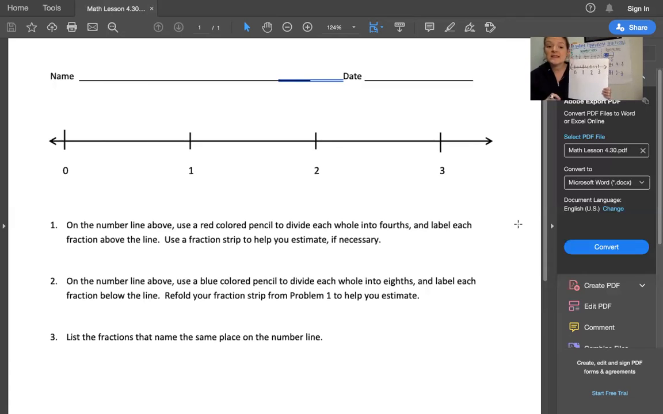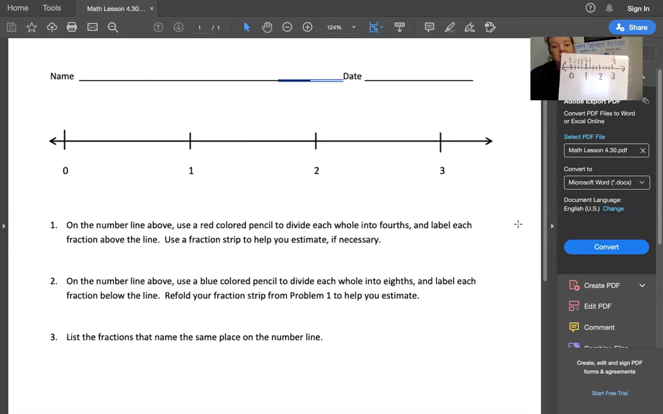And then they want us to label each fraction. So I'm just gonna go above. 0/4, 1/4, 2/4, 3/4, 4/4, 5/4. And I'm gonna keep going all the way across until I get to 3 wholes, which eventually will bring me to 12/4.